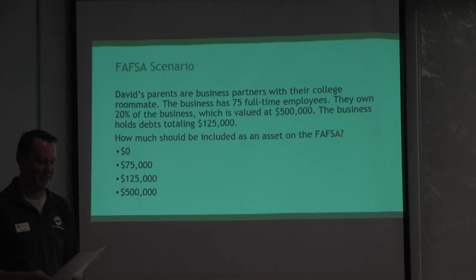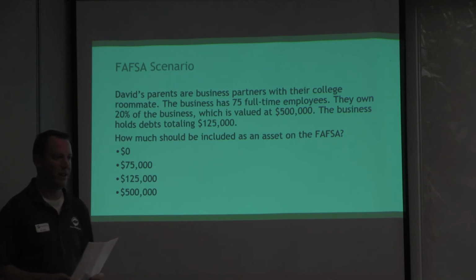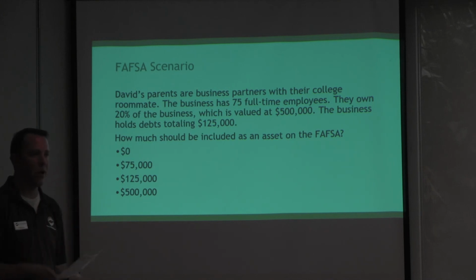You could own 49% of a big business, a company that had 28,000 employees, and you'd still have to report it, because it's an "and" statement. You have to own more than 50%, and it has to be 100 or fewer employees. That's the only way you cannot report it.